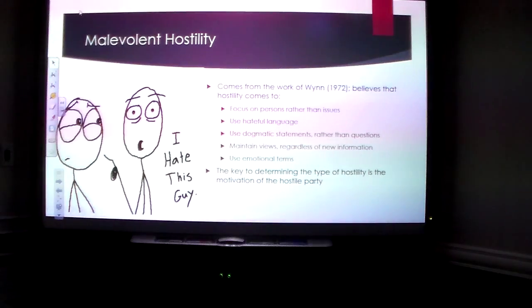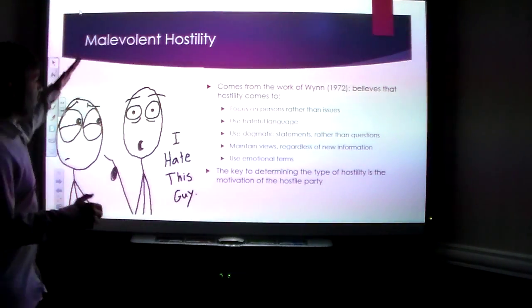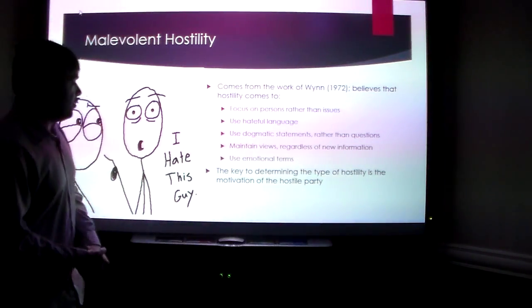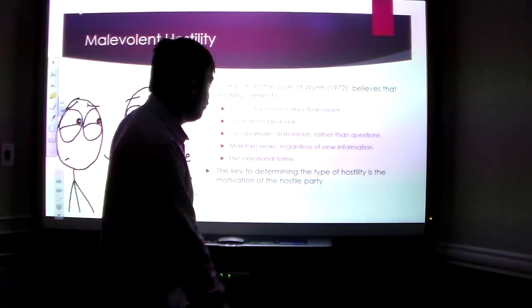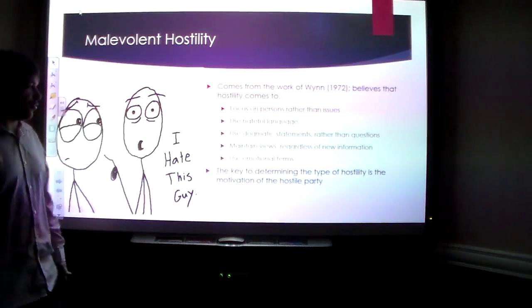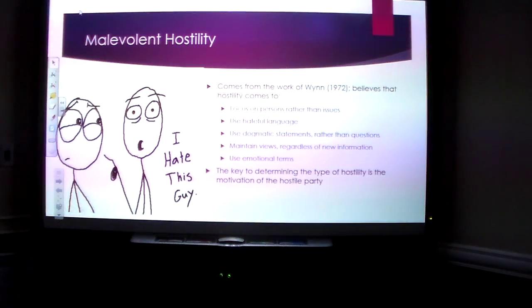So hostility, malevolent hostility, comes from the work of Owens. This says that it happens when people focus on people rather than issues, use hateful language, maintain views regardless of new information, and use emotional terms.